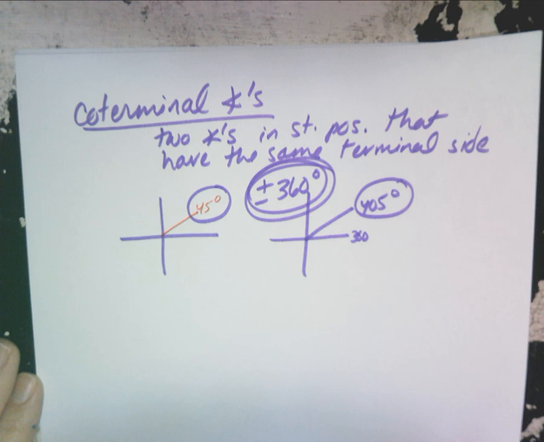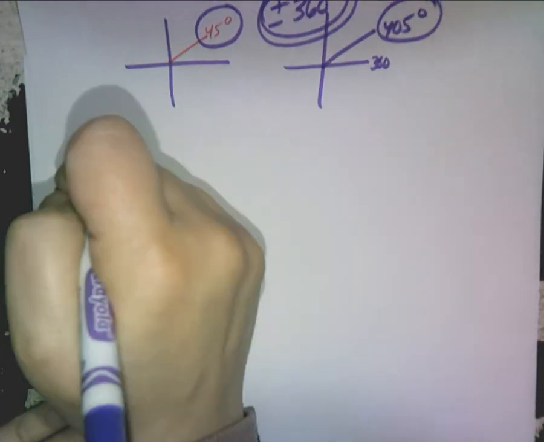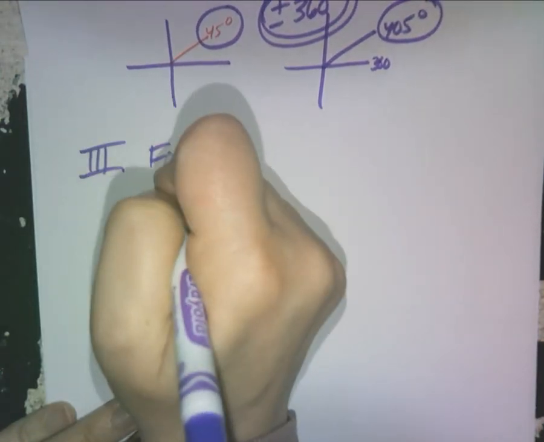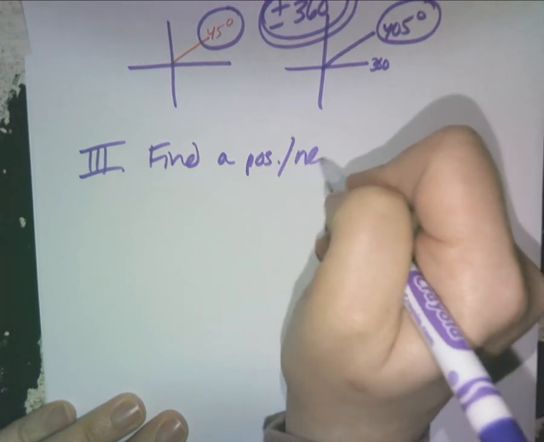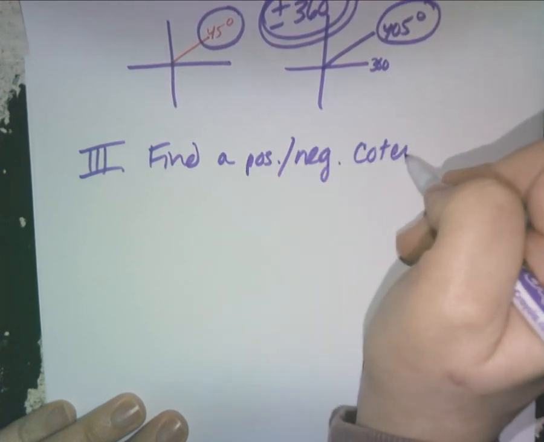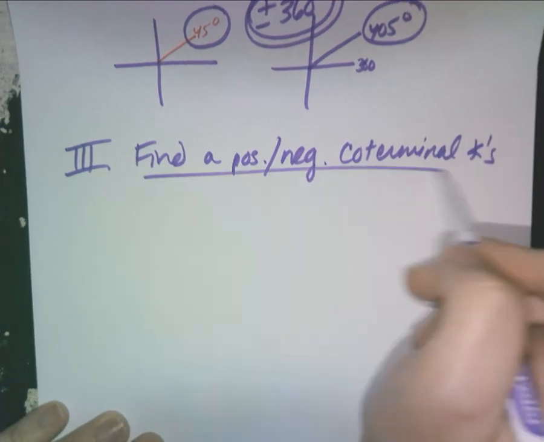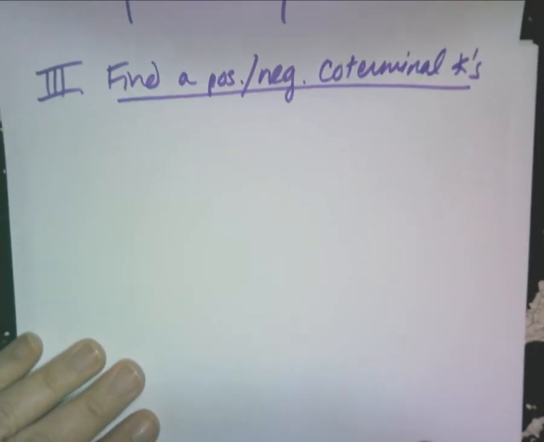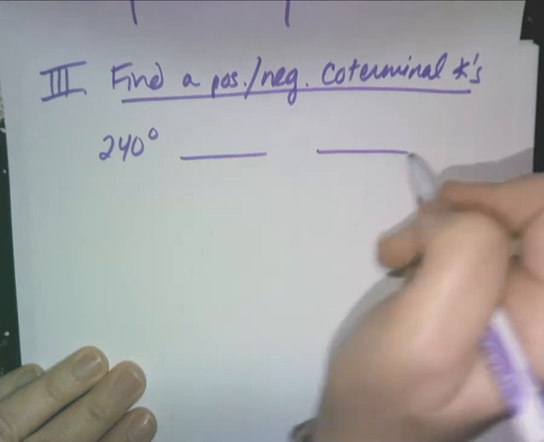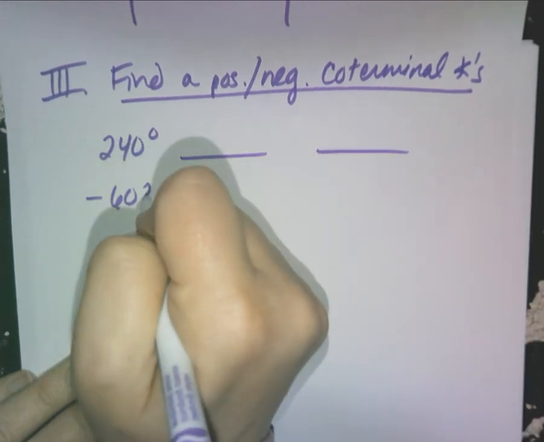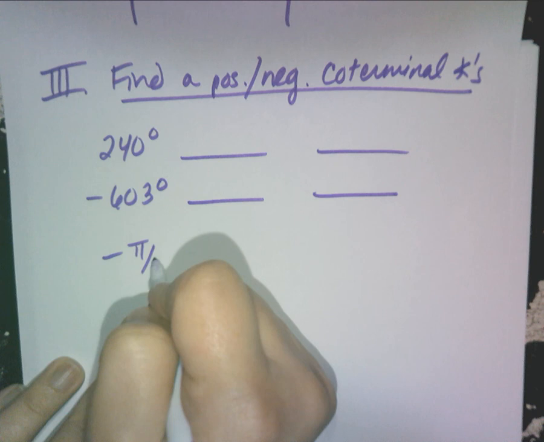Now, of course, it's a little bit more difficult when we do radians, and I'll do those in a minute. But let's just do some degrees and then we'll be done. Find a positive and a negative coterminal angle, or coterminal angles. So we'll do some degrees first. 240, negative 603. And then I'll do radians.